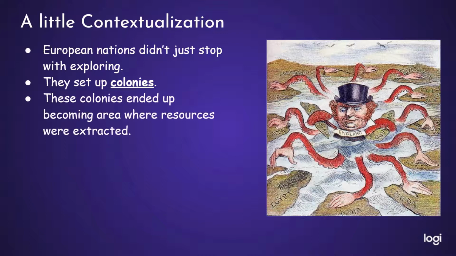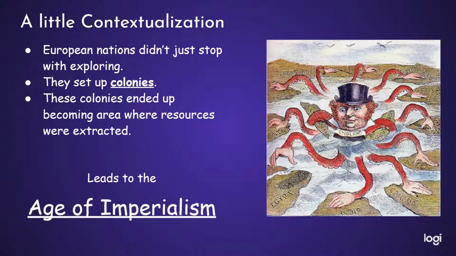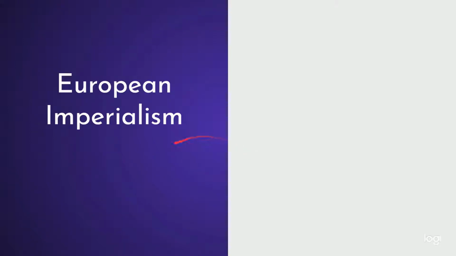Moving on a little bit more. These colonies were very, very good for the European countries that ended up settling there because they were rich in different resources and they wanted to extract those resources. They wanted to use those resources to gain economic benefits. This leads to something called the Age of Imperialism. So European imperialism, what is it? Basically, imperialism is the idea of countries taking over other areas of the world to extract their resources, and for those countries that took them over to have some economic, political, and other types of gains.